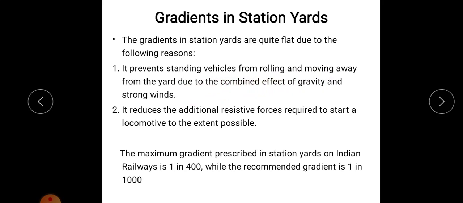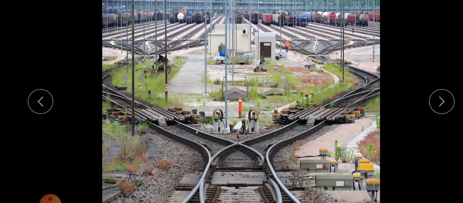So the station yard should be flat in order to prevent the rolling and movement of the stopped vehicle. This flat gradient also reduces the additional resistive forces required to start a locomotive to the extent possible. So in order to reduce the additional resistive force when we are starting the locomotive, it should be flat. The maximum gradient prescribed in station yards in Indian Railways is 1 in 400, and the recommended gradient is 1 in 1000. So it is a minimum gradient which is provided. Okay. So these are the different types of gradient.